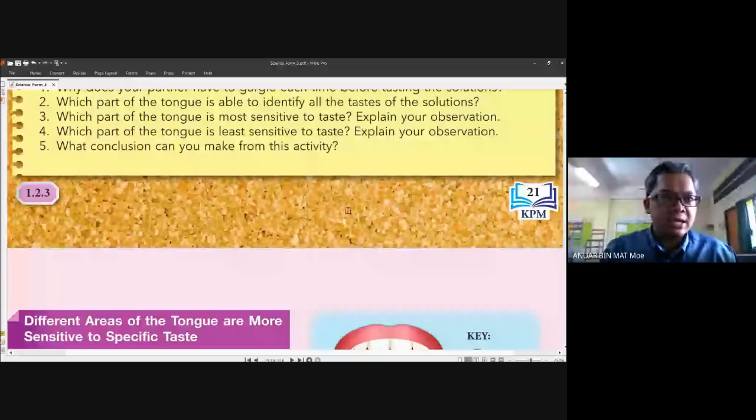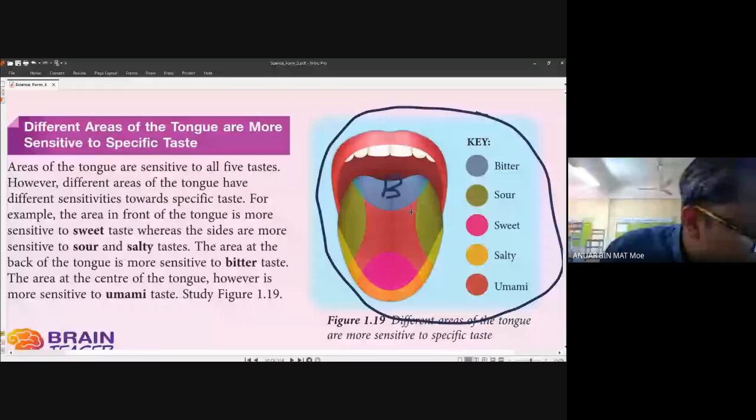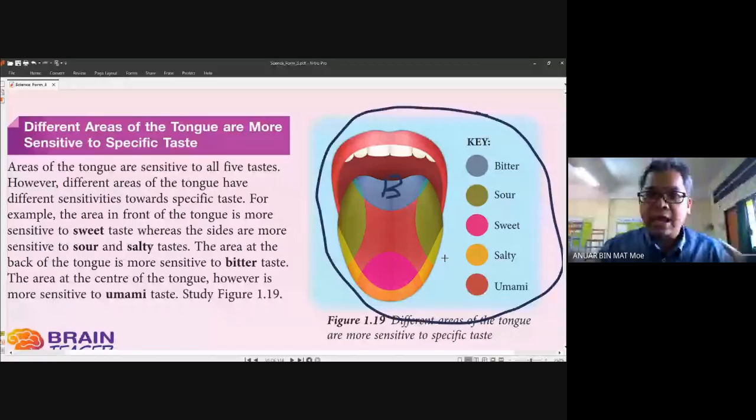Ini I will skip this. This one you must remember. Ini yang kena ingat. Which area of the tongue is more sensitive to bitter? This one is bitter, at the base of the tongue here. This is bitter. And then the side of our tongue is sour.